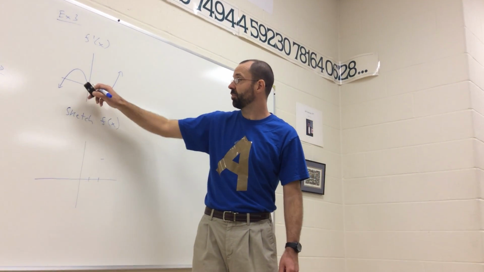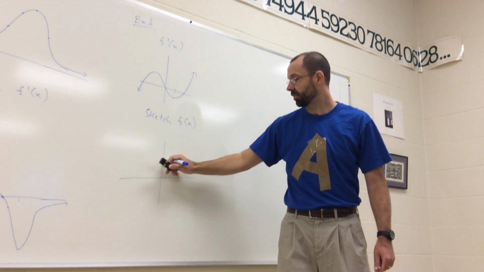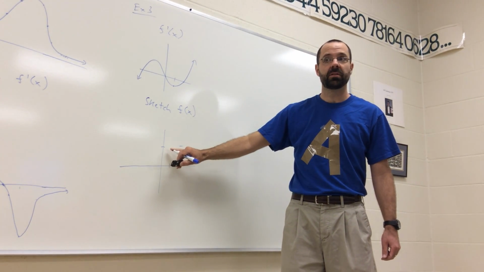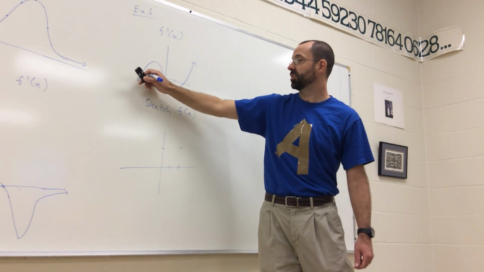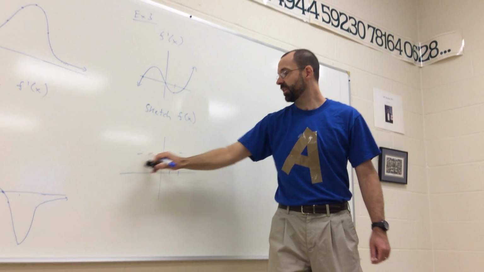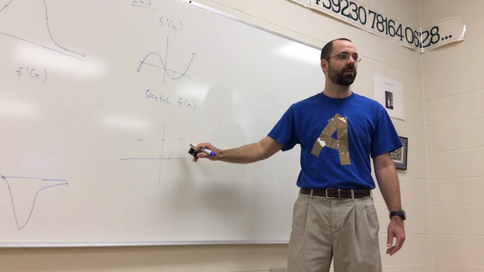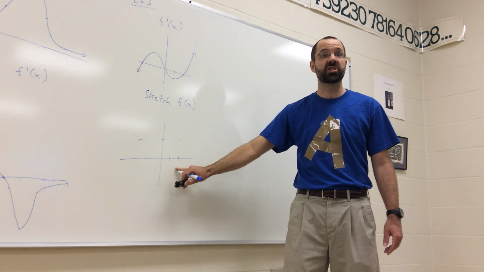Okay, then another place where the slope is 0 is here. So I'll just make a flat mark there. And also the slope is going to be 0 there. So now I've just got 3 locations where I've got to make sure my graph flattens out, where this graph is going to have a slope of 0.